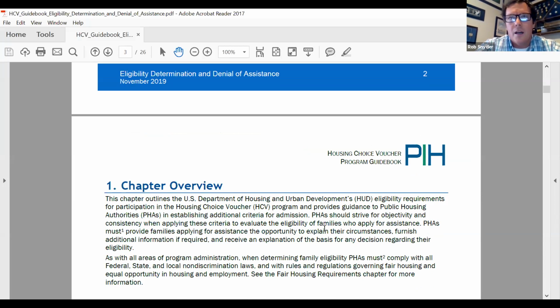So I don't think there would be any problem with the housing authority allowing that family time to settle their debts or make a payment plan to the other housing authority to get that money paid off, instead of just initially denying them, allowing them to stay on the waiting list and settle their debt. Hopefully that answers that question.